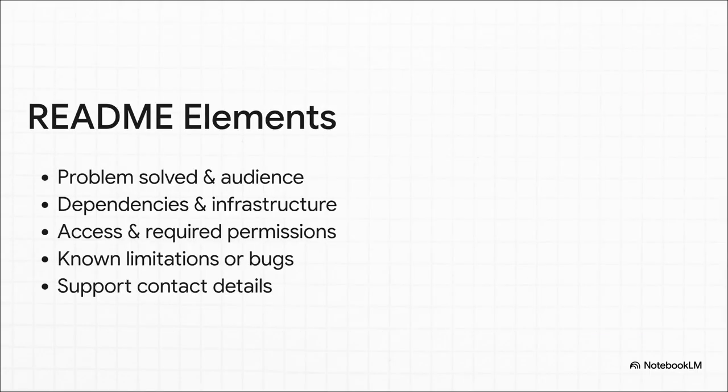So a solid README clearly maps out a few essential things, so anyone can instantly get the gist. First off, what exact problem does this solve, and who does it serve? Next, what are the dependencies? Like, does it rely on a specific Google Sheet or maybe a third-party API? You've also got to spell out access instructions and required permissions. And please, be totally honest about any known limitations or bugs. Do not leave hidden landmines for the next person. Finally, throw in a support contact for troubleshooting. Hit these points and your successor actually stands a fighting chance.